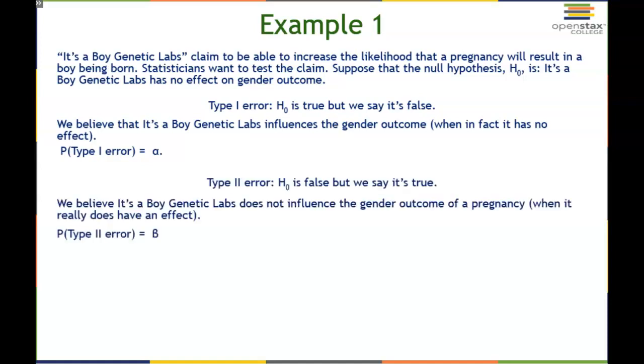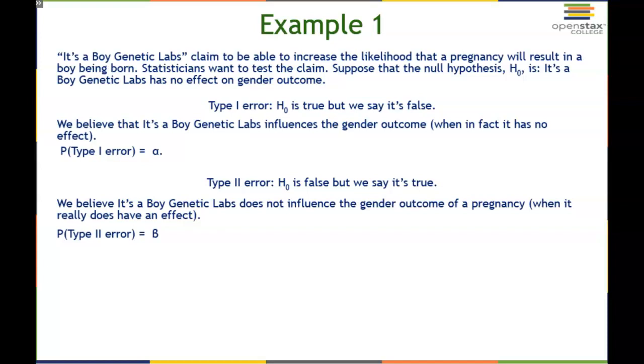Let's look at what a type 2 error is. That's when H0 is false, but we say it's true. So that would be something like, we believe It's a Boy genetic labs does not influence gender outcomes of a pregnancy, when really it does have an effect. The probability of a type 2 error is beta.